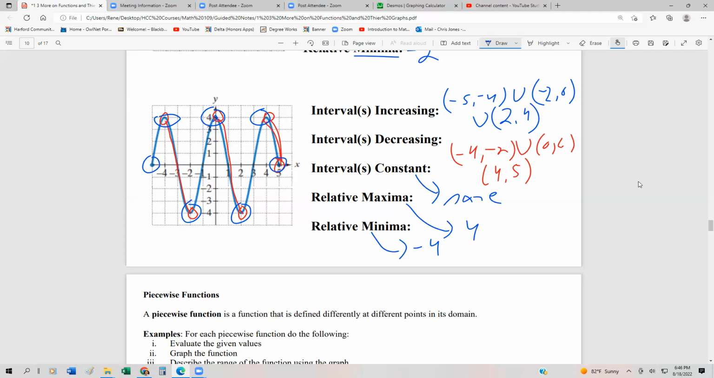Two more topics in this section and we'll be done, one of which is piecewise functions, and then the other one, which is going to be the hardest one, is going to be the difference quotient. Okay, so hang in there, we're almost done with this section.